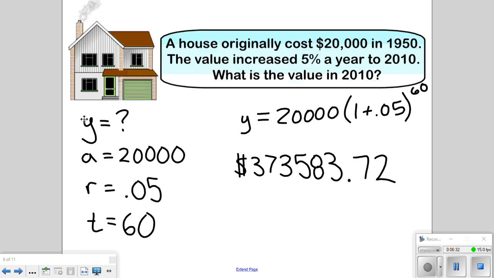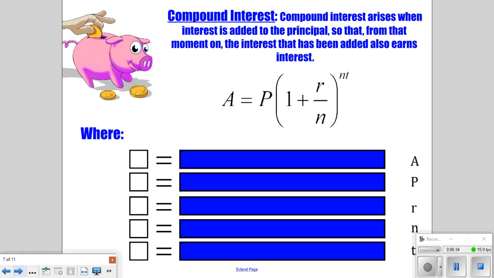Moving along. Next up, we have to talk about compound interest. This is something that will be used in banks, or it's also used in mortgage payments. Compound interest arises when interest is added to the principal, so that from that moment on, the interest that has been added also earns interest. So here are our representations. A is our final amount.